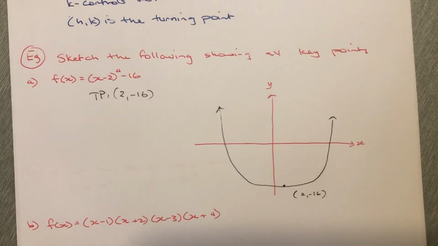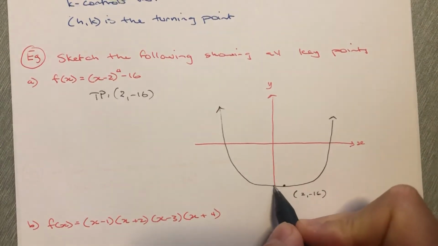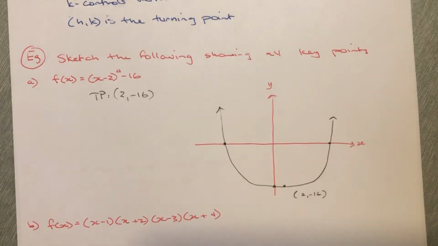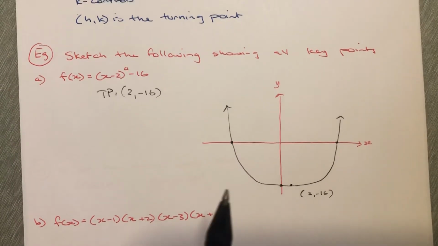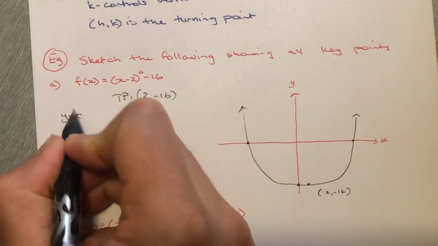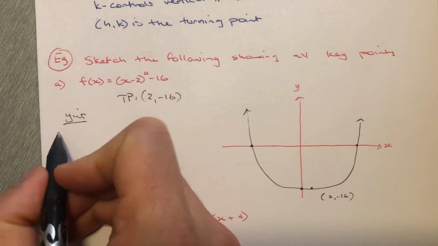Okay, now we can see that we've got a y-intercept and we've got 2 x-intercepts. We're going to have to be able to find out what those are to show them on our graph. So let's find the y-intercept first because there's only one of those. And we make x equals 0.